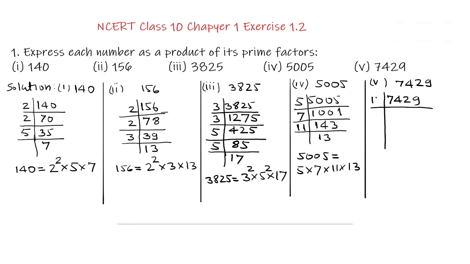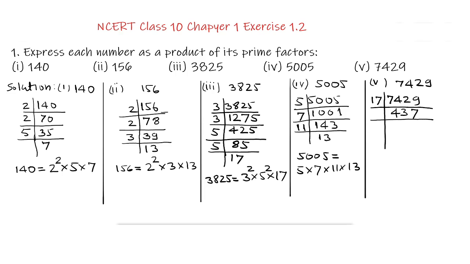So we divide by 17. 17 times 4 is 68. Balance is 6. 17 times 3 is 51. Balance is 11. 119. 17 times 7 is 119. So our quotient is 437. We again check whether it is divisible by 17. 17 times 2 is 34. 117 is not divisible by 17.